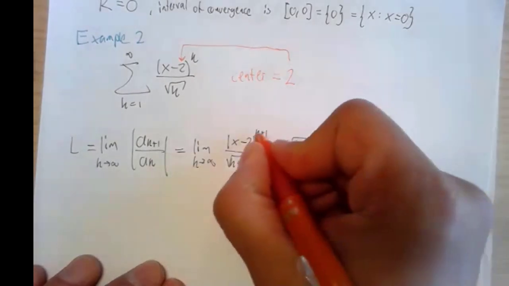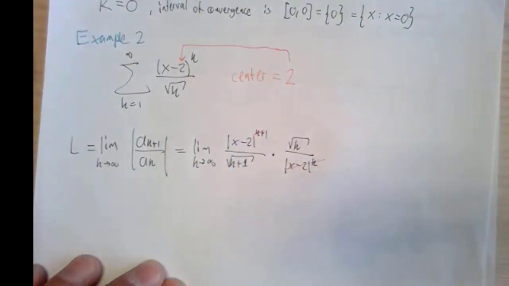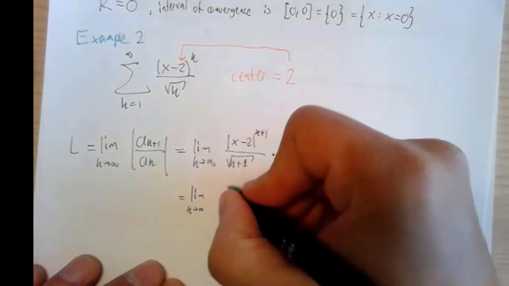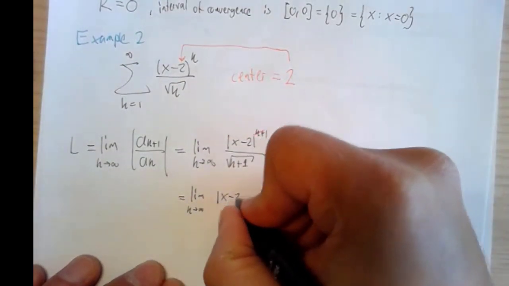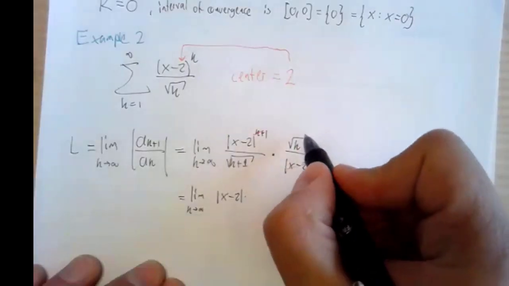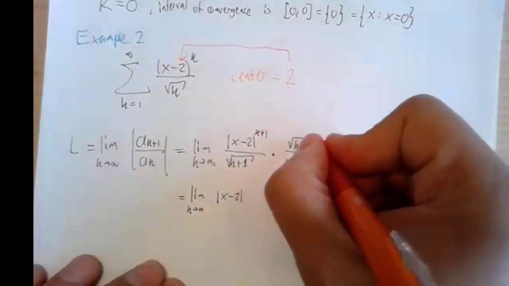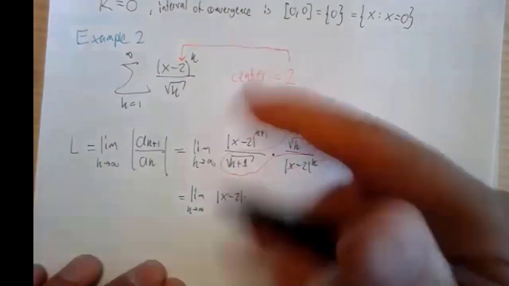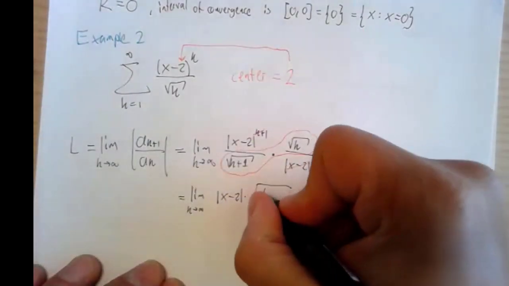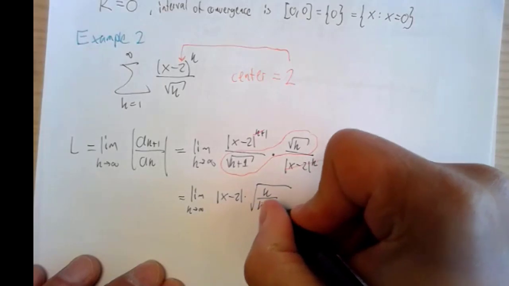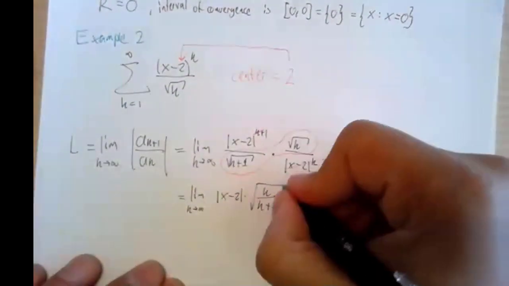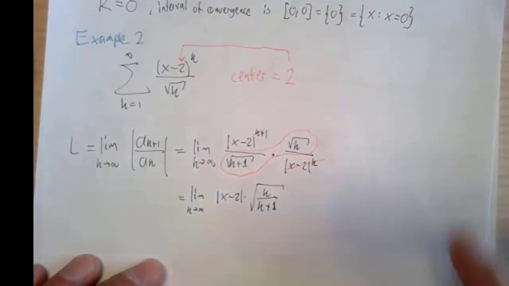This goes away with the k exponent here. So this is now just x minus 2. And we can combine these two radicals, the root k and the root k plus 1, into one single radical of k divided by k plus 1. And this will be useful to calculate the limit.